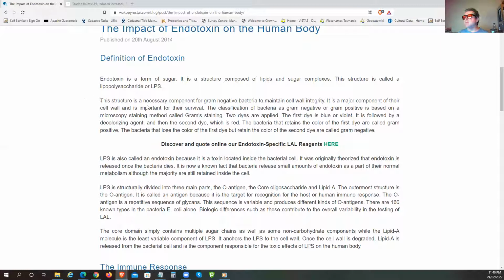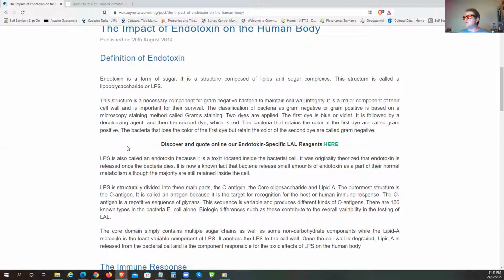Anyway, this structure is a necessary component of gram-negative bacteria to maintain cell wall integrity. Yes, we know, I've just explained the negative charge. It is a major component of their cell wall and is important for their survival.